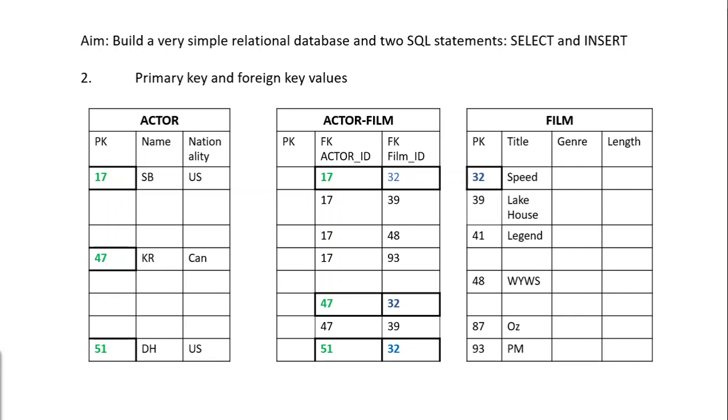In a similar way, working from the film Speed with film ID 32, we find that the actors Sandra Bullock, Keanu Reeves, and Dennis Hopper have appeared in that film.